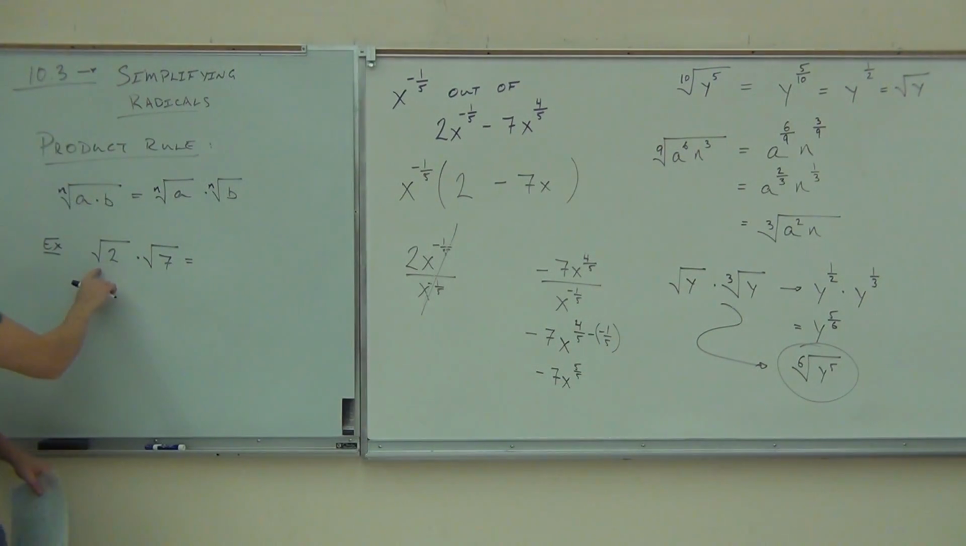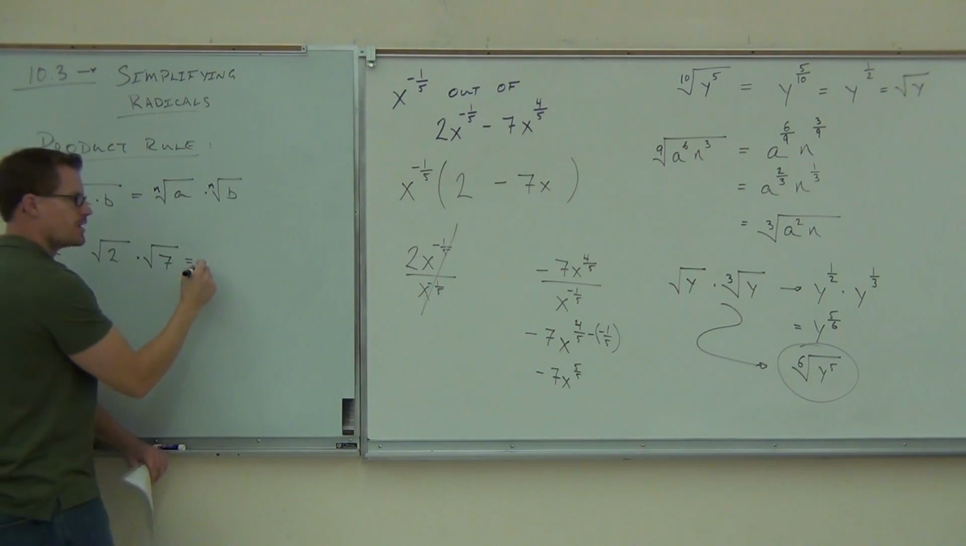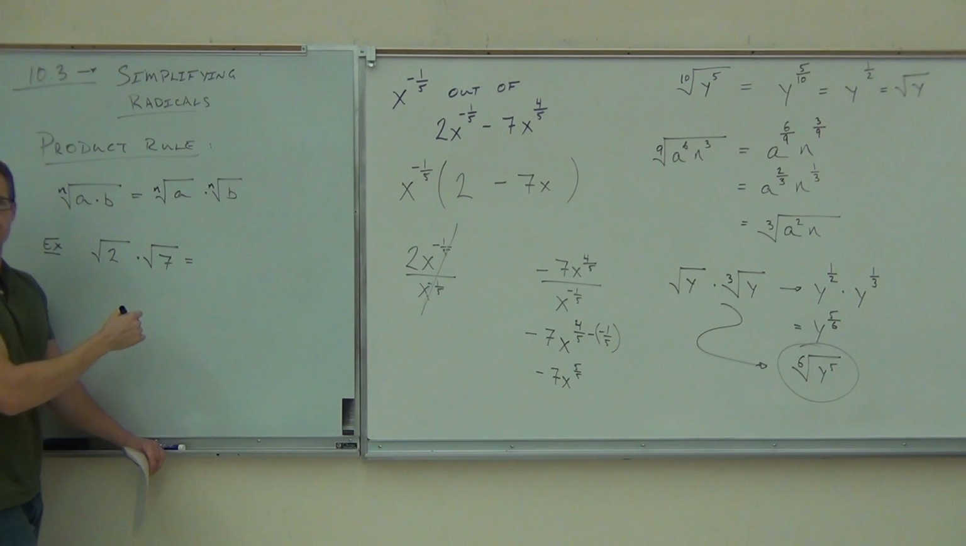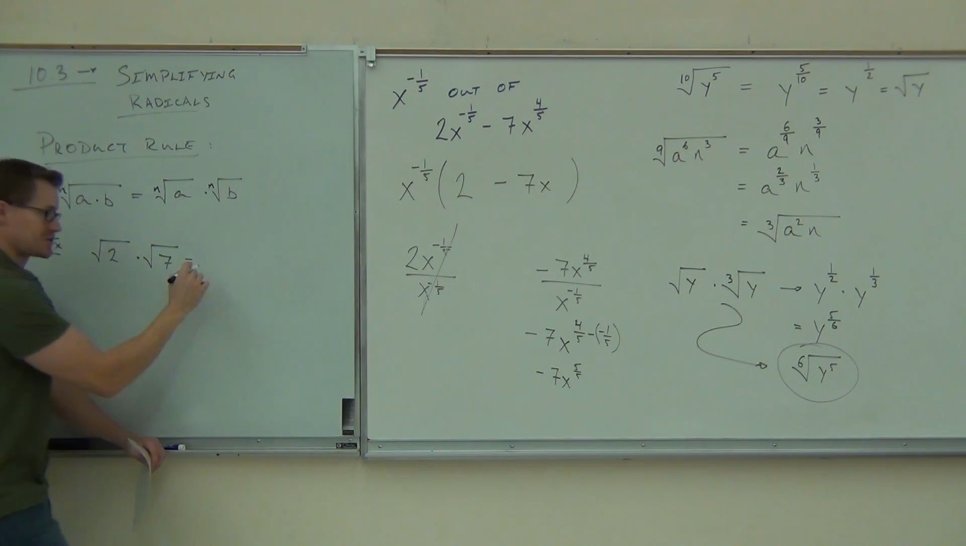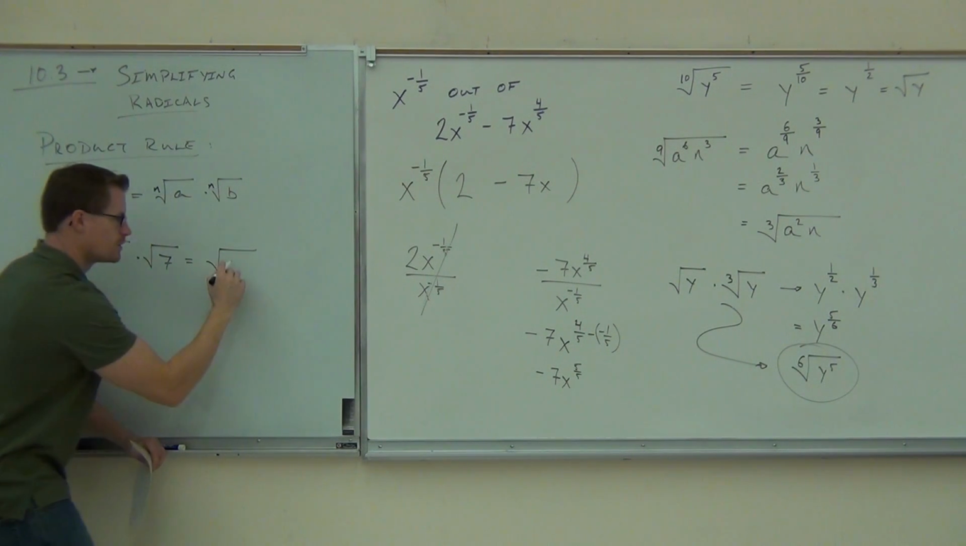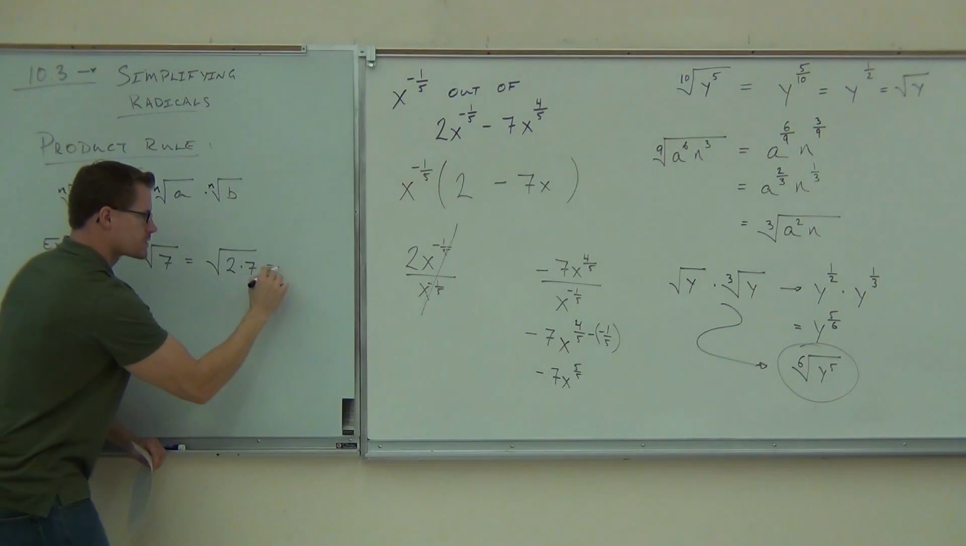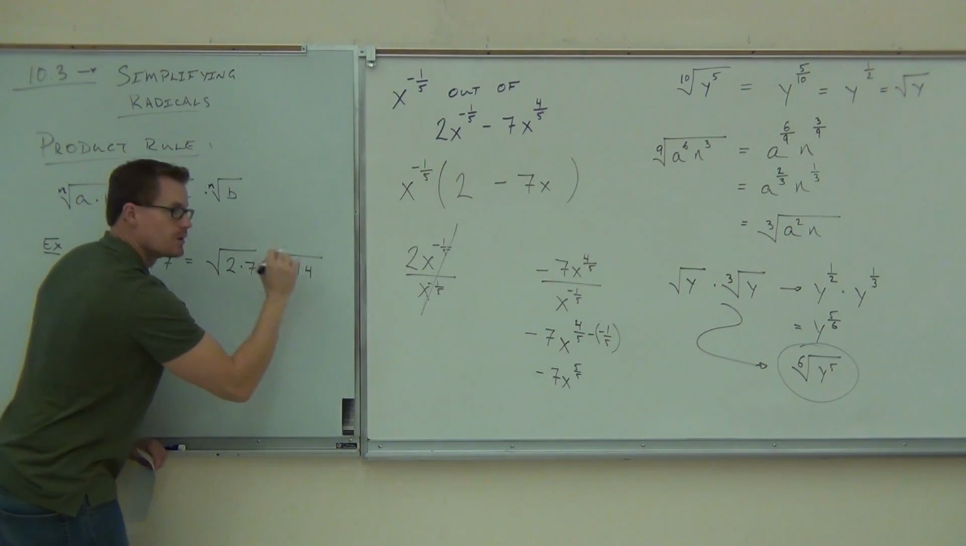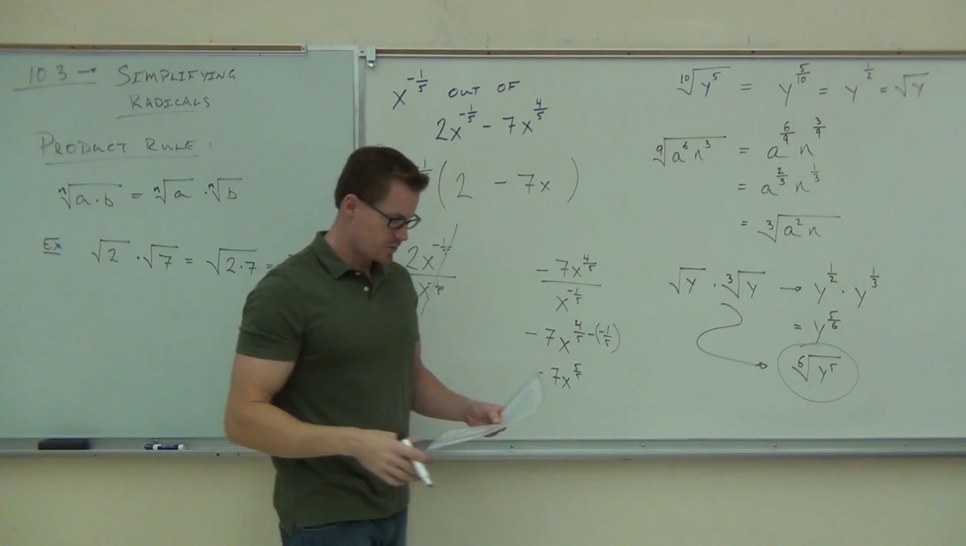Okay, so let's try it. If I have a square root of 2 times a square root of 7, what type of root am I going to get? Still a square root. It says the same root, doesn't it? Same root, square, and then what do I do with the 2 and the 7? 2 times 7. So that's a square root of 14. That works. We can put some roots together as well.